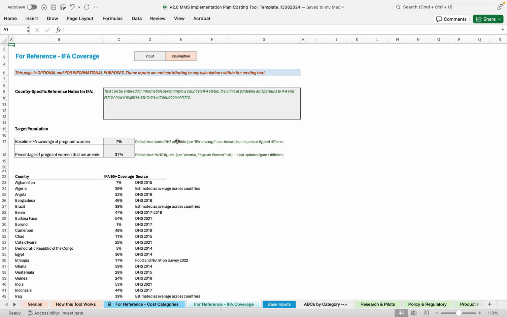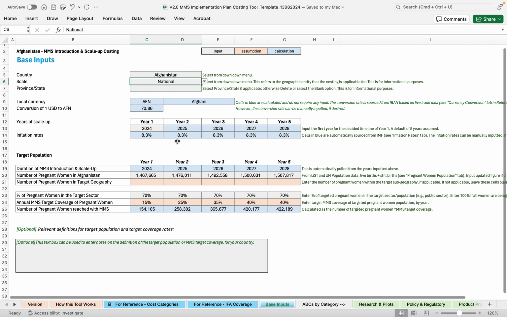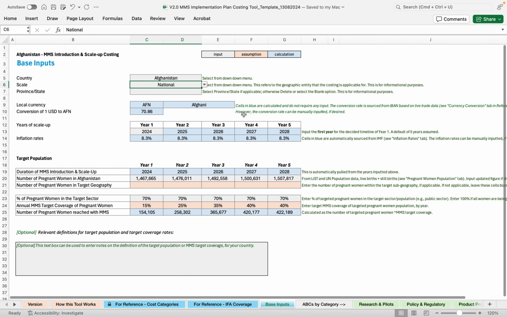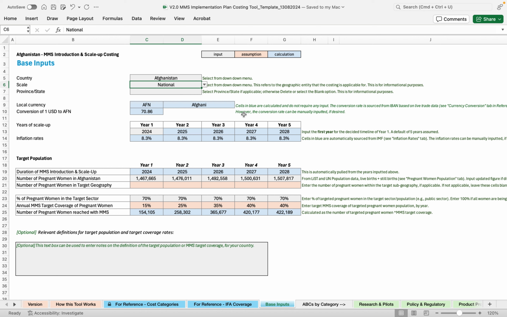For reference, this tab is just for informational purposes. It is optional, and we'll come back to it after explaining the base inputs tab. The base inputs tab is where we set all of the fundamental inputs that will cascade throughout the tool.